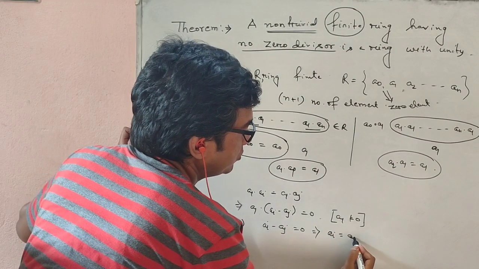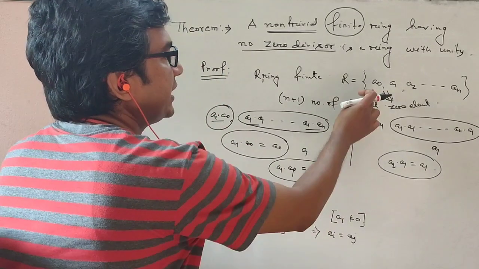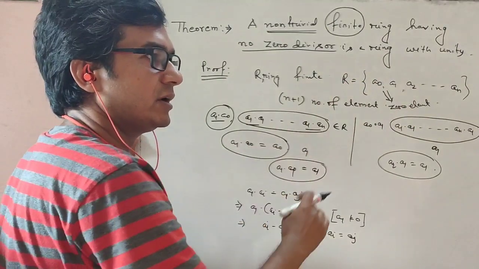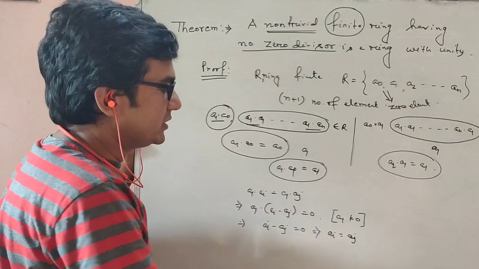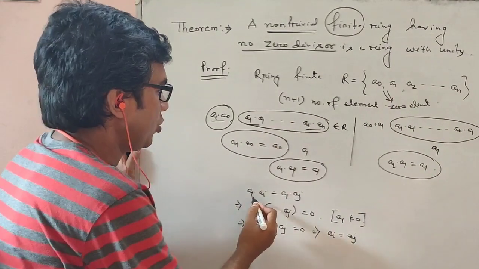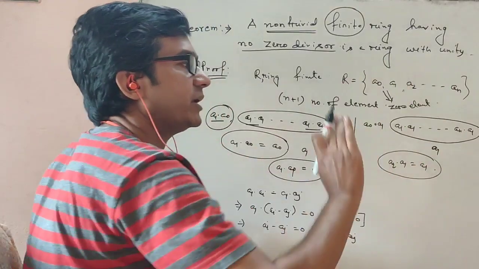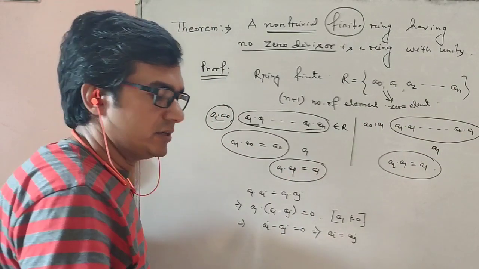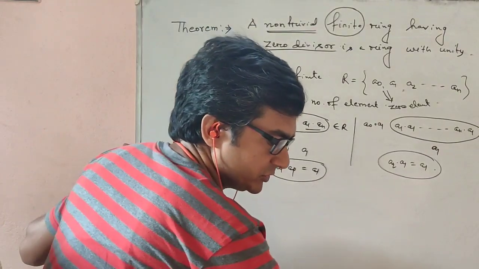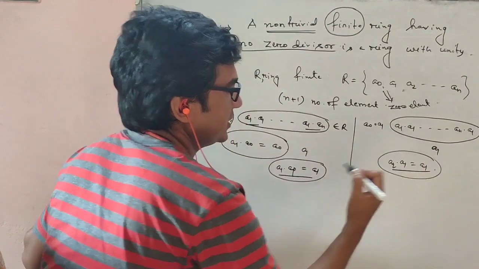so AI equals AJ, and if AI equals AJ, then the ring contains fewer than n plus 1 elements, and this contradicts our assumption. So we must have all these elements distinct, and all these elements are similarly distinct. Now we get this relation and this relation.